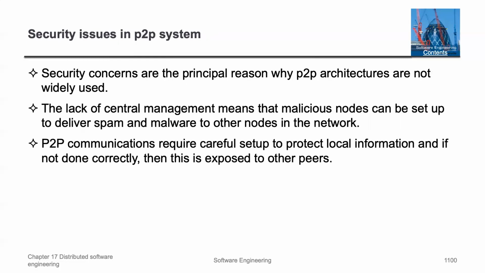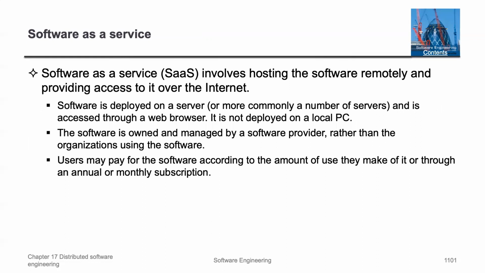What are some of the security issues in P2P systems? Security concerns are the principal reasons why P2P architectures are not widely used. The lack of central management means that malicious nodes can be set up to deliver spam and malware to other nodes in the network. P2P communication requires careful setup to protect local information, and if this is done incorrectly, then this is exposed to other peers.